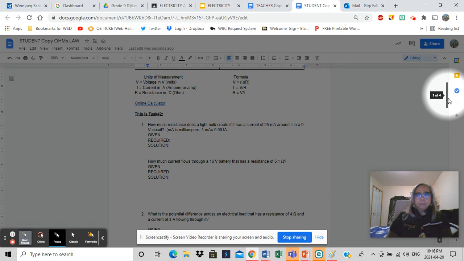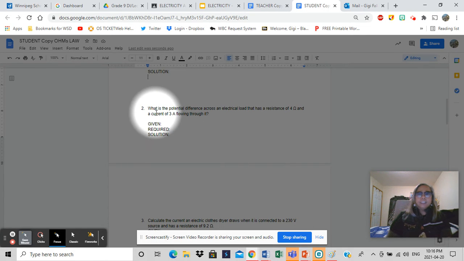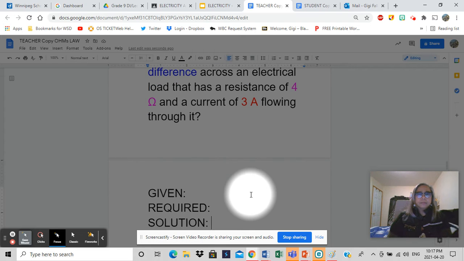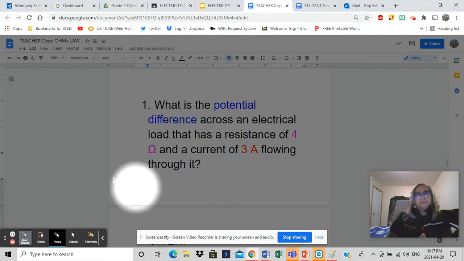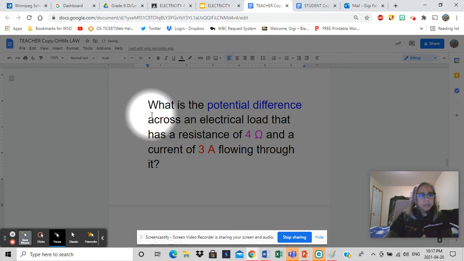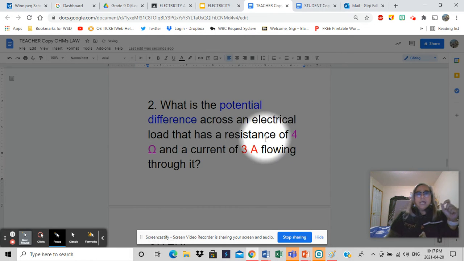Now, we are now onto the second problem here, okay? So, again, on a bigger version, this is it. So let us just go down here. So let's have a problem here. So this is now the second problem, I think. I don't know what happened here, but this should be number 2. So what is the potential difference across an electrical load that has a resistance of 4 ohms and a current of 3A flowing through it?